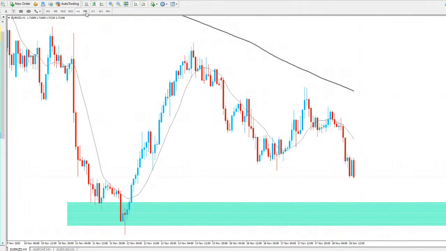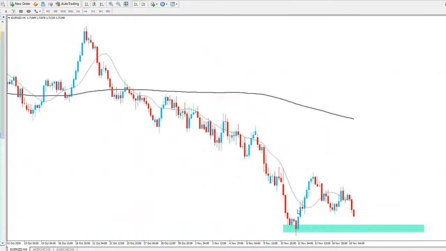Hourly still looking bearish. Similar thing happened on the Euro AD as well. Again, we do have that support down here, so we could potentially be looking for a double bottom maybe. Then we get that move back to the upside. So again, possible opportunities to go long for Euro NZD at those levels.